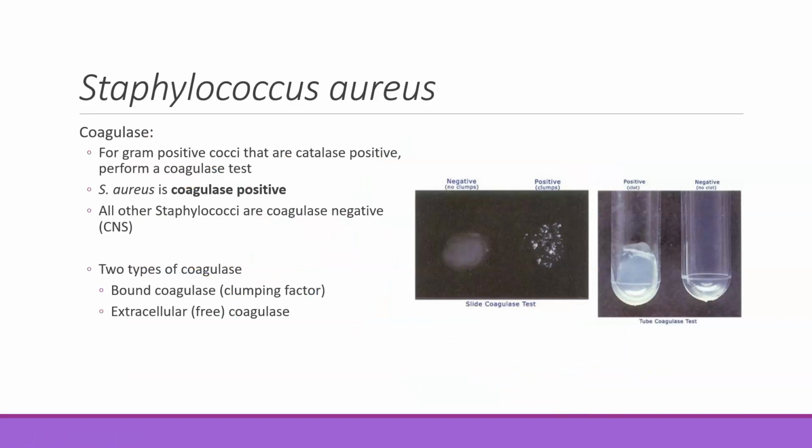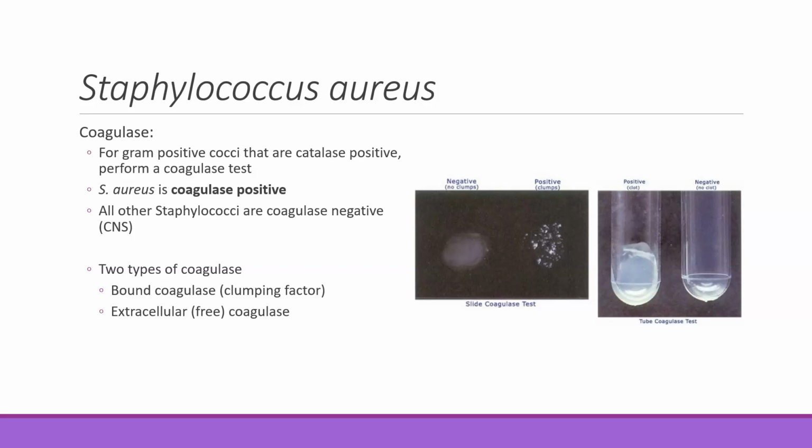When we do staph testing, one of the types of tests we can do is a coagulase test. So for gram-positive cocci that are catalase positive, in which case Staph would be, we would next perform a coagulase test. Staph aureus is coagulase positive. All other Staphylococci are coagulase negative. There's two ways we can do this. There's a bound coagulase, which is clumping factor, or an extracellular free coagulase type of test.